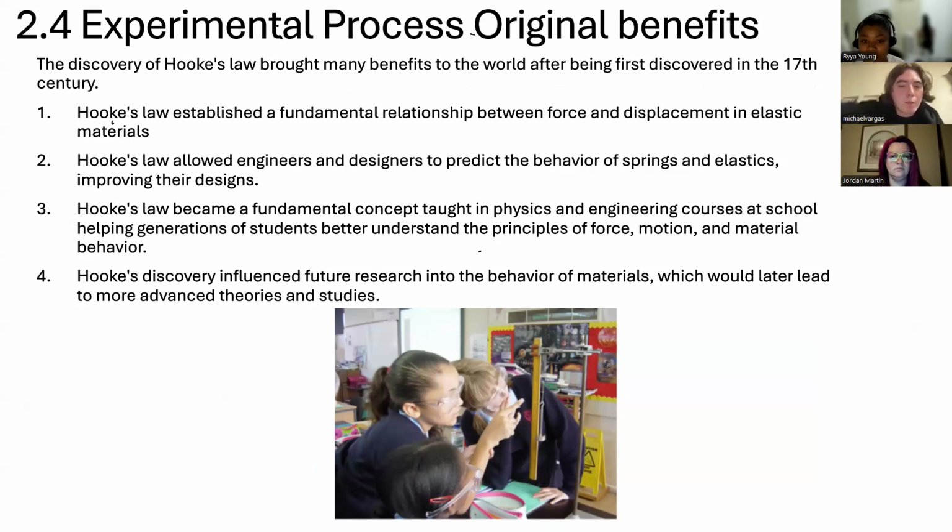Hooke's law became a fundamental concept taught in physics and engineering courses at school, helping generations of students better understand the principles of force, motion, and material behavior. And Hooke's discovery influenced future research into the behavior of materials, which would later lead to more advanced theories and studies.